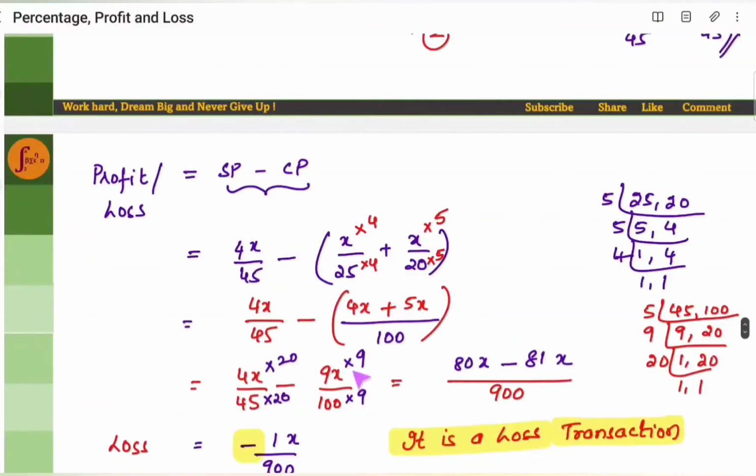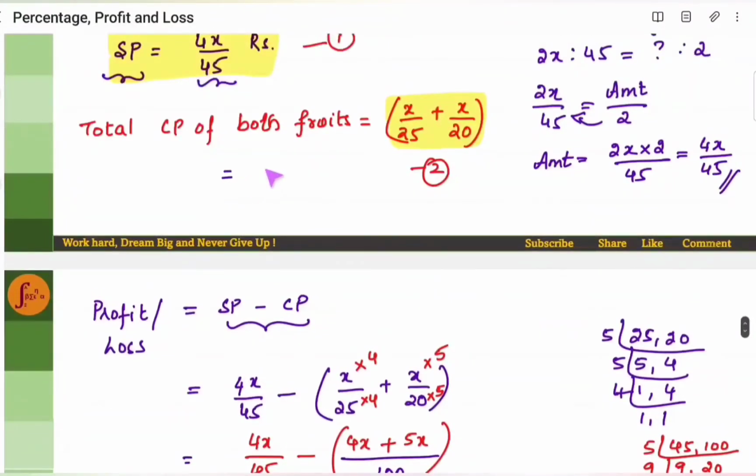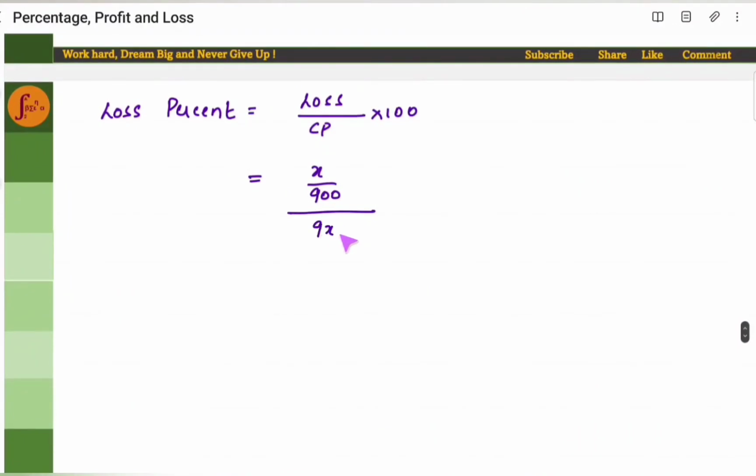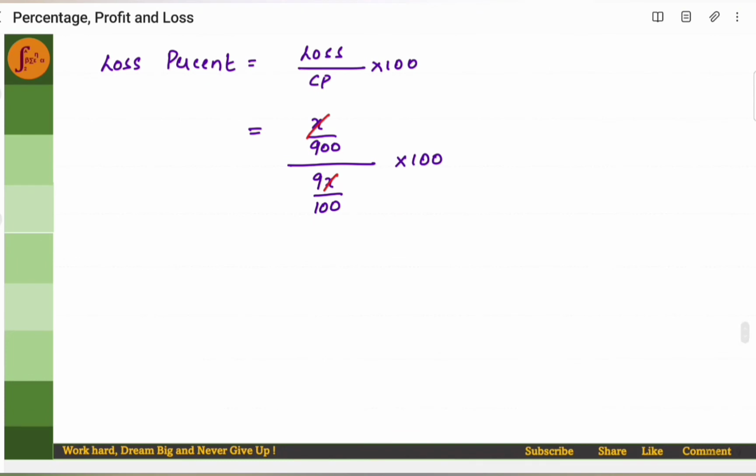What did we get here? 9x by 100 we got. This is actually nothing but 9x by 100. If you take LCM and solve this, you'll get 9x by 100. So it's x by 900 divided by 9x by 100, into 100. x and x will get cancelled. 100 ones are 100, 100 nines are 900. I'll get 1 by 9 divided by 9 by 100, into 100.